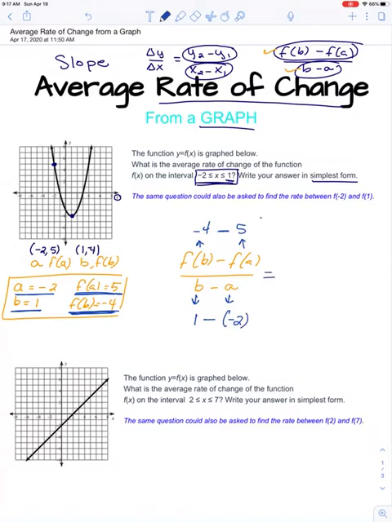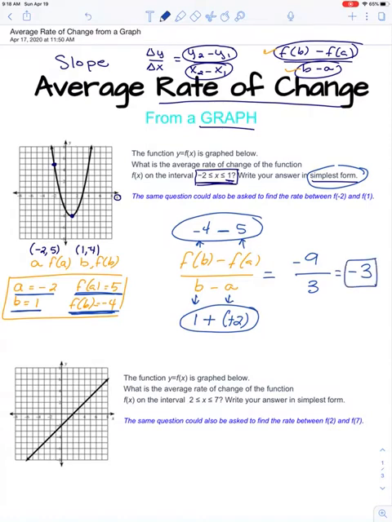Alright, from here, I got to simplify my numerator first. So, -4 minus 5 is -9. Alright, and then the denominator, I have 1 minus -2. Remember, 2 negatives side by side make it positive. So 1 plus 2 is 3. Okay, make sure we simplify. Well, negative and a positive, we'll get a negative. 9 divided by 3 is 3. So my rate of change is -3.